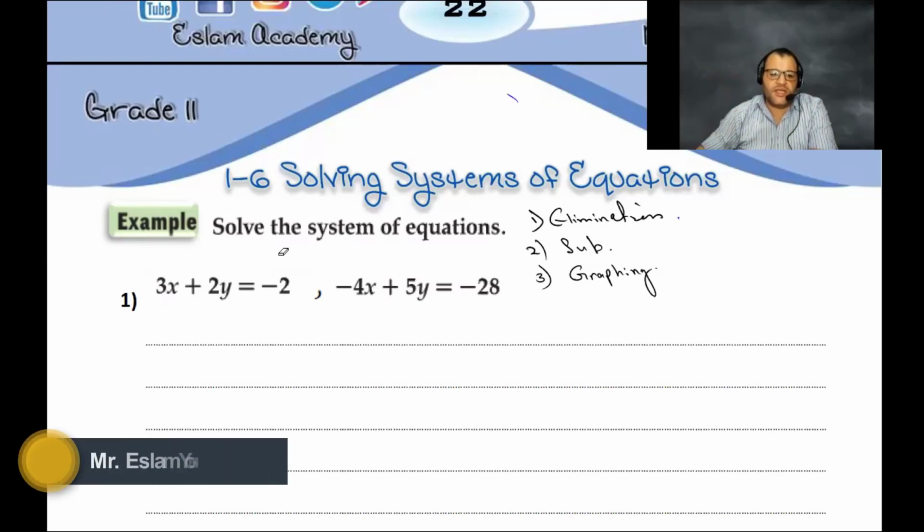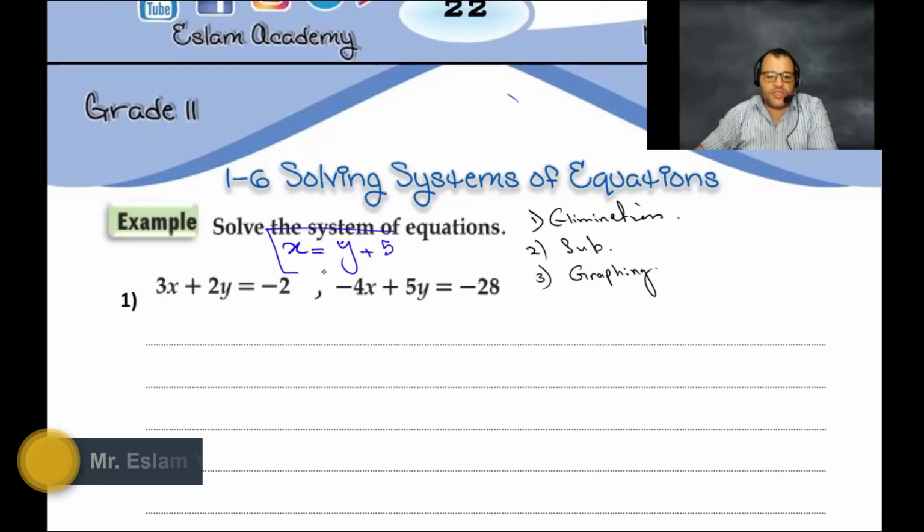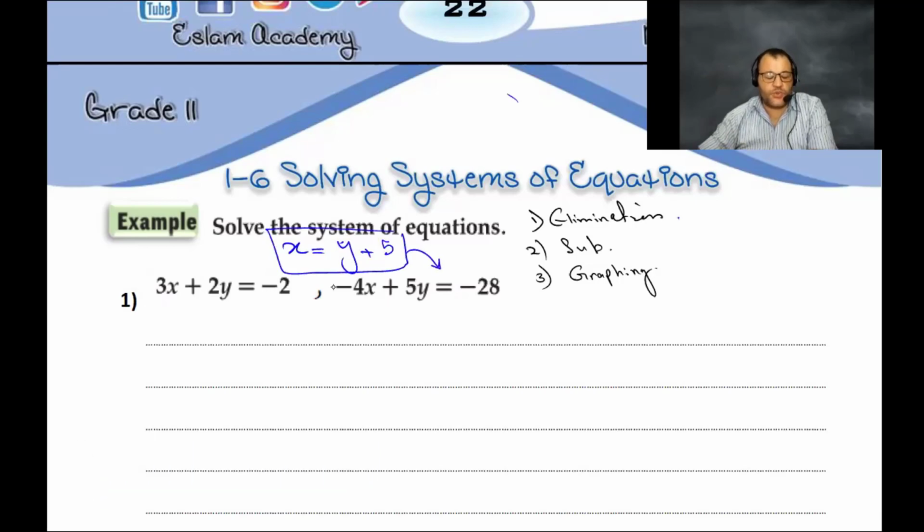Substitution, we use when one of the variables has coefficient 1. For example, when I say x equals y plus 5, we can use the first equation to substitute in the second one. That's a revision because we know that from algebra. For graphing, you have to graph the first one and the second one, then find the point of intersection. This point of intersection is the solution of the system.